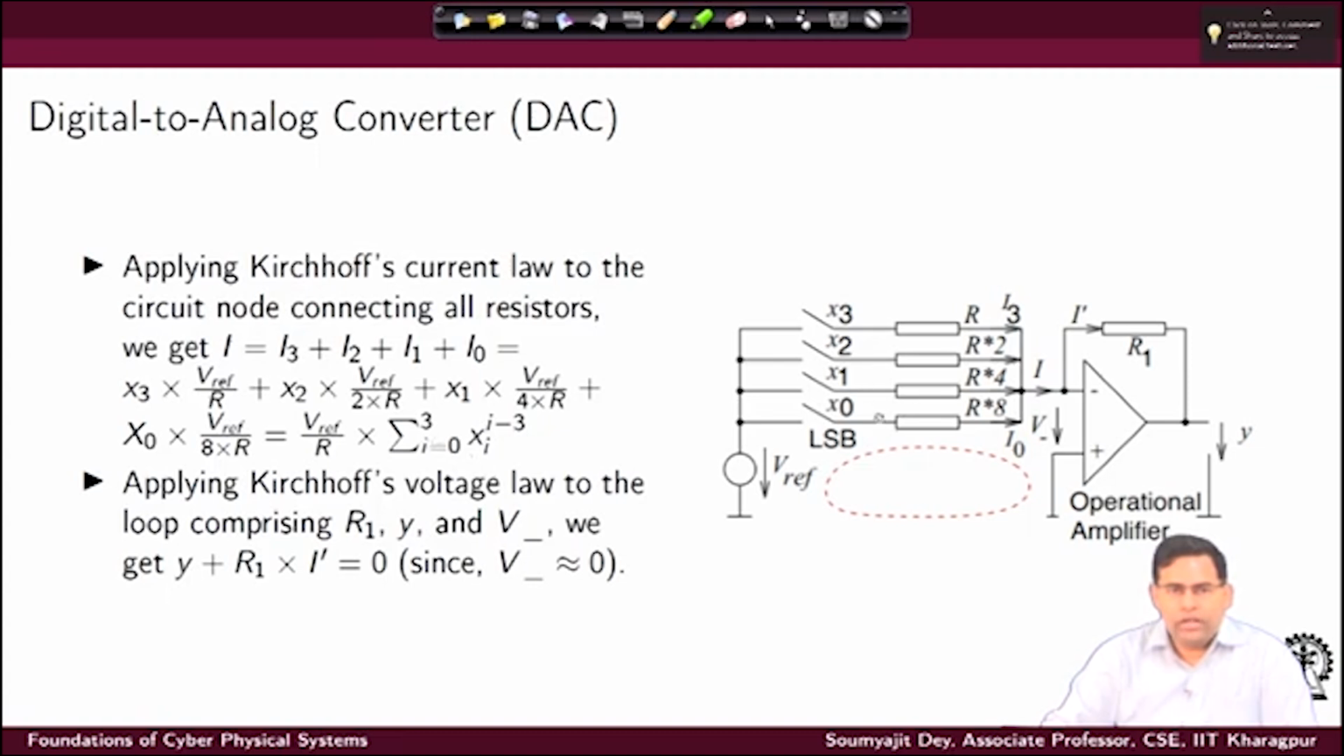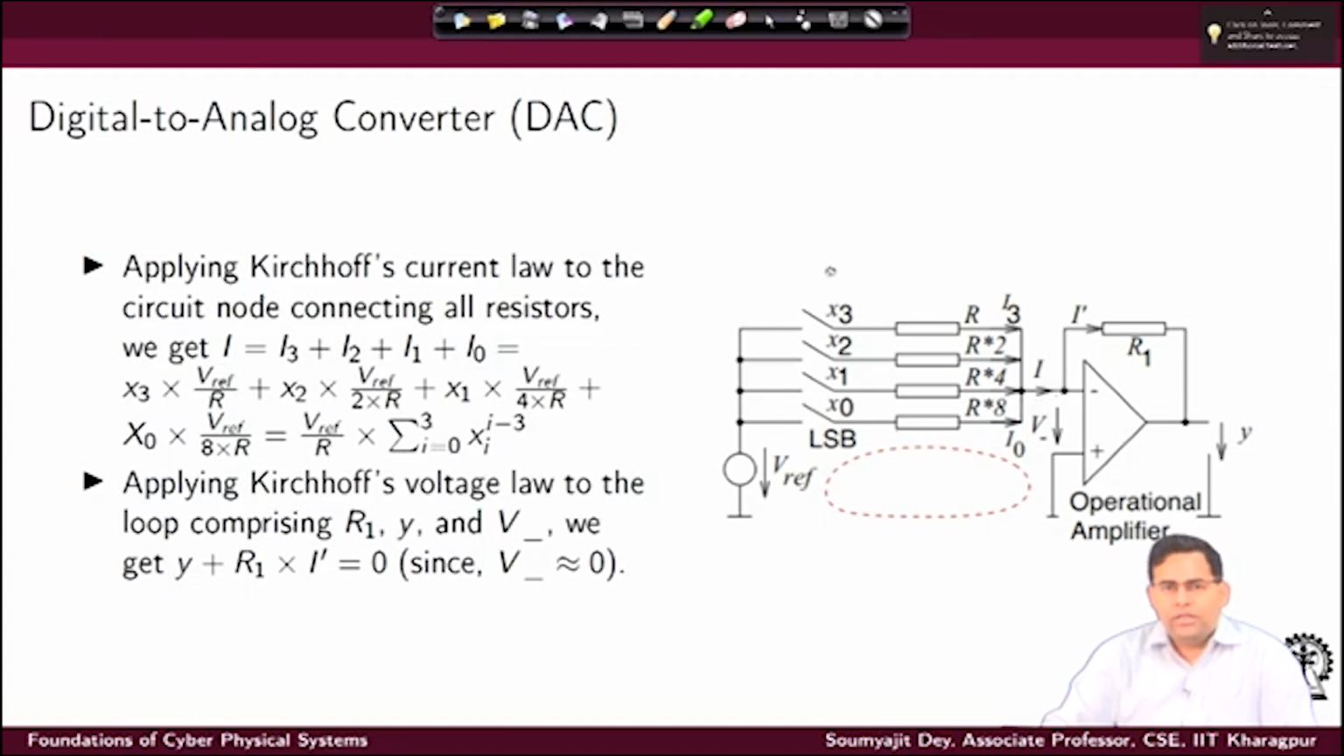If you are taking the LSB, you are allowing the least current, that means VREF by 8R you are letting it go, right? So since it's the least significant bit, the amount of current allowed is the least. That's the way it is modeling the weightage of the bit, right? So in that way we have a proportional amount of current generated.